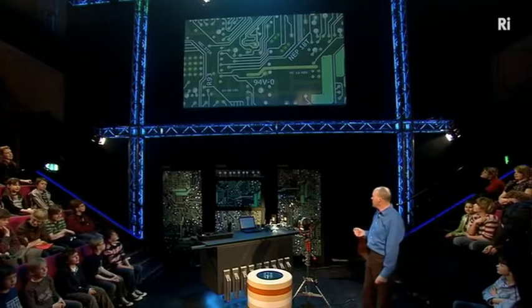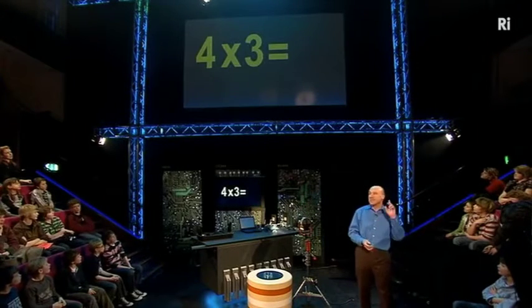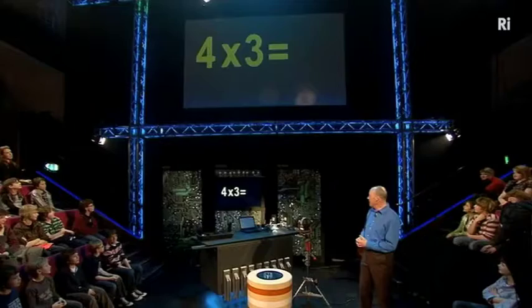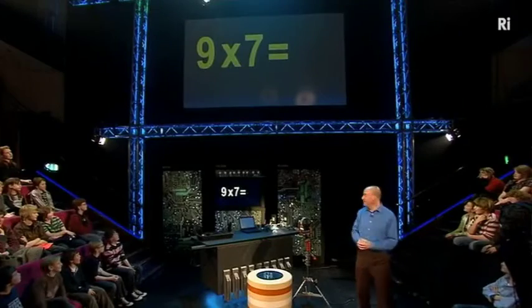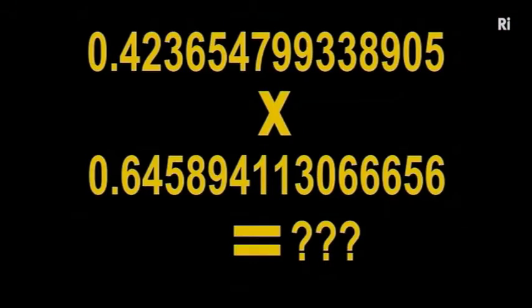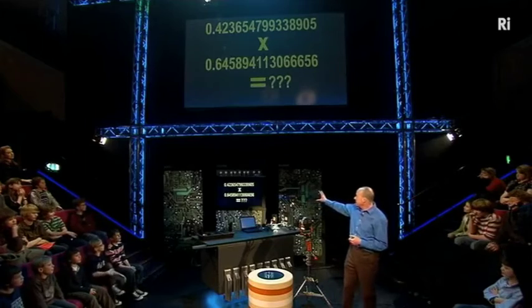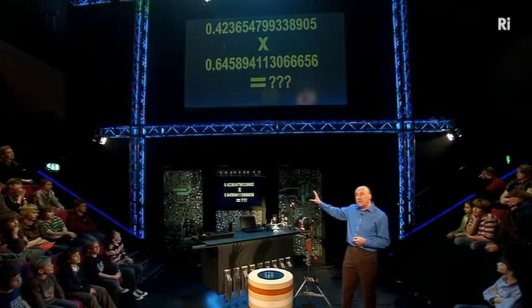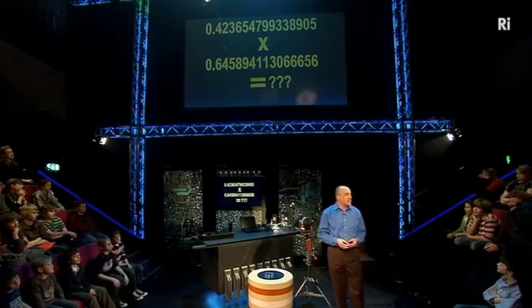Okay, here comes the first one. 12. Okay, excellent. Next one. 63. Excellent. Next one. Okay, not quite so easy. Well, a microprocessor like this can do a calculation like that and get the right answer in a nanosecond. That's a billionth of a second. Now, that sounds very fast, but just how long is a nanosecond?